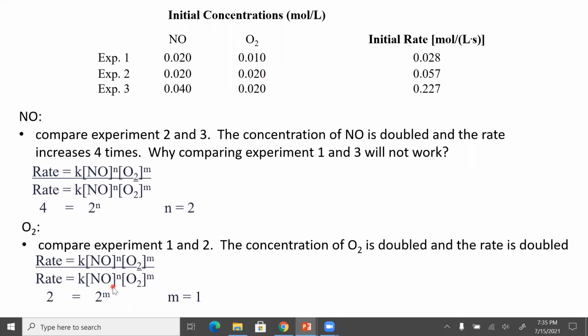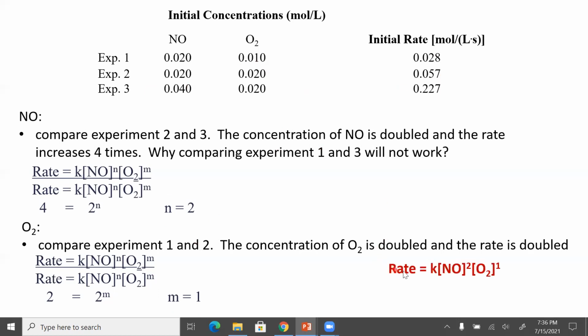So we want to find out what order oxygen is in the reaction. So 2 to the M equals 2. Well, M has to equal 1. Oxygen is a first order reactant. We doubled the concentration, and that doubled the initial rate. So we know our order for nitrogen monoxide, and we know our order for oxygen, and that comes from data.